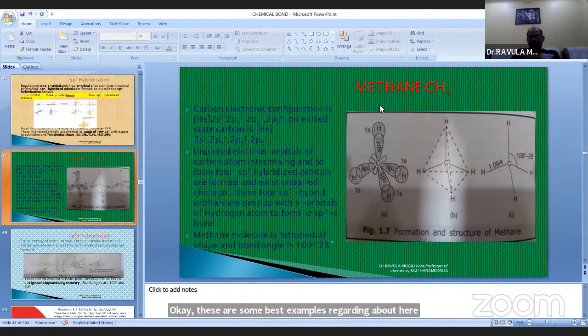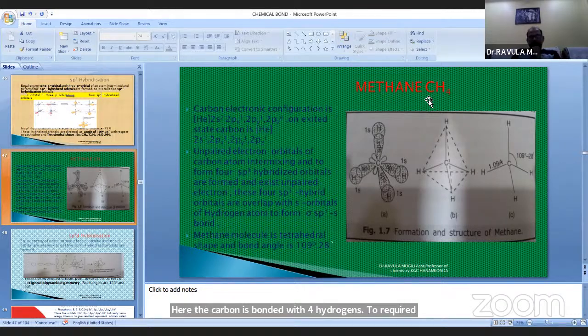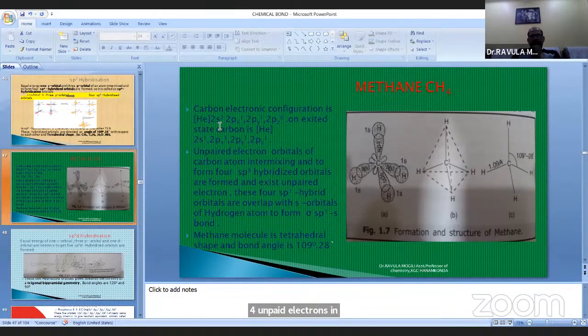So I will take the methane molecule. The central atom is carbon. Actually, the carbon electronic configuration in the valency shell is helium core, 2s2 2p2. This is written as 2s2 2px1 2py1. Here, the carbon is bonded with 4 hydrogens, so it requires 4 unpaired electrons in its valency shell. Therefore, one of the electrons is shifted from the s orbital to the pz orbital to get 2s1, 2px1, 2py1, 2pz1. So these 4 atomic orbitals intermix to form 4 sp3 hybridized orbitals.